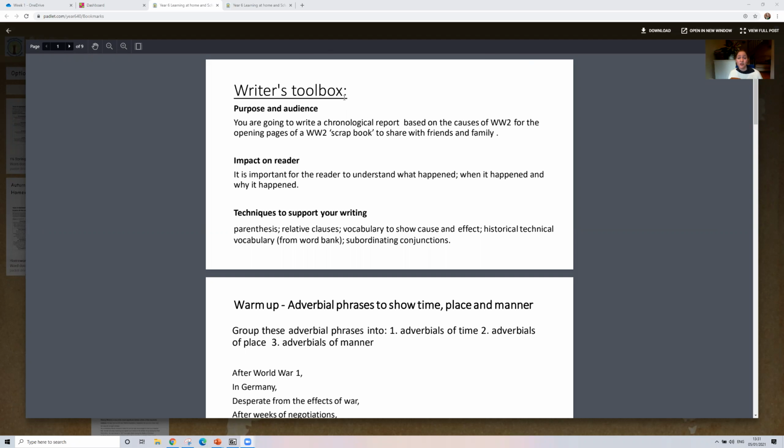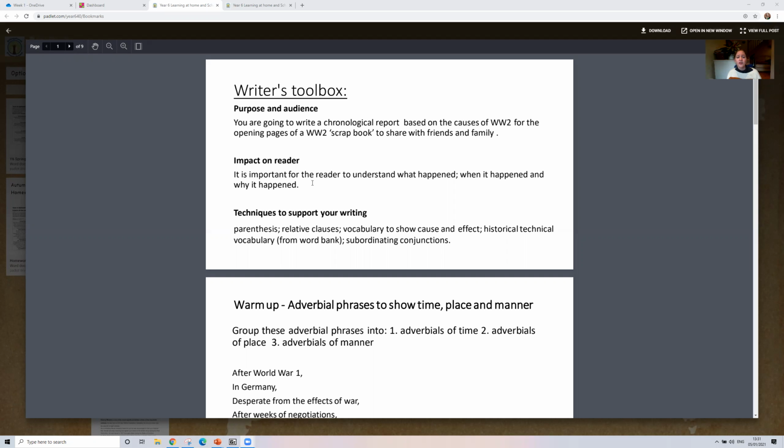So for this, we've been writing our chronological report, so a report in date order, looking at the causes of World War II. This will be on our opening pages of our scrapbook, which we're going to be making, that you will then be able to compile all your work and share with your family and friends. So make sure this is of a really good quality, something you're going to be proud of. So we're creating this timeline using those pictures.